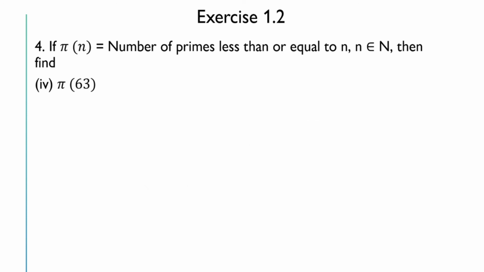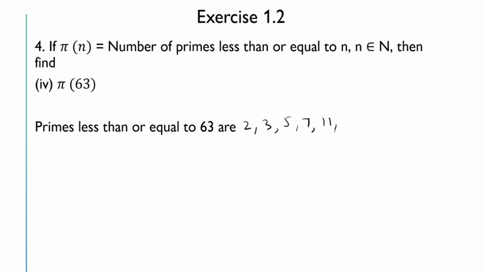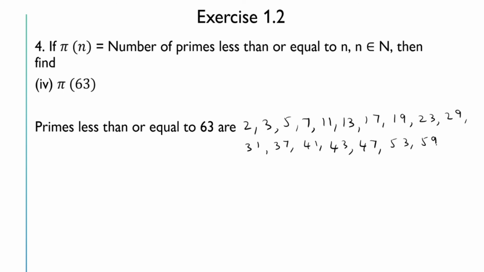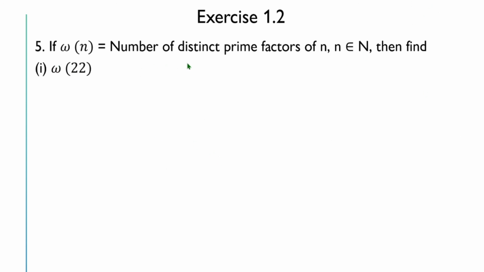The next question is pi of 63. So the prime numbers less than or equal to 63 are 2, 3, 5, 7, 11, 13, 17, 19, 23, 29, 31, 37, 41, 43, 47, 53, 59 and 61. So we have pi of 63 is equal to 18.